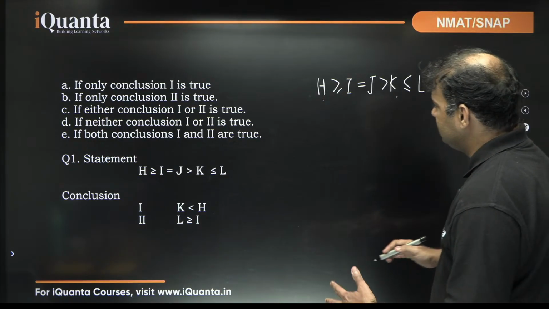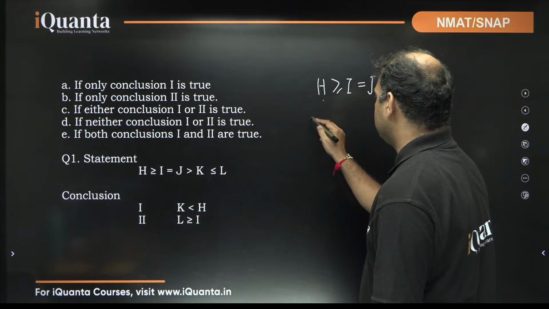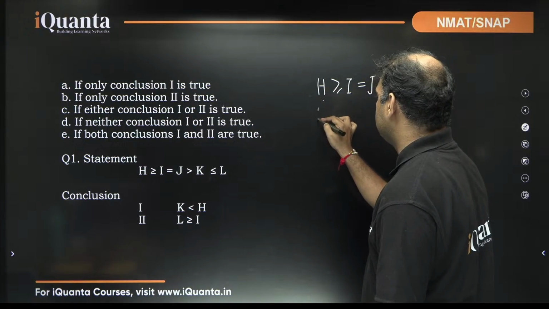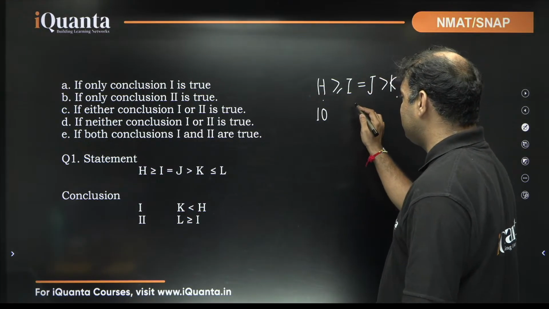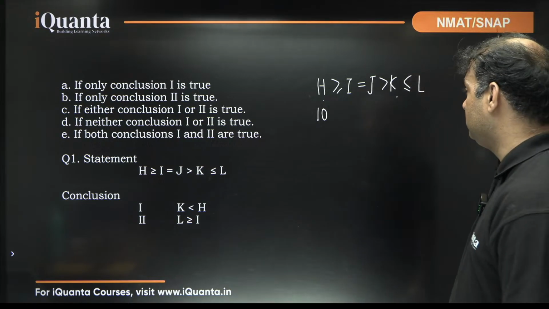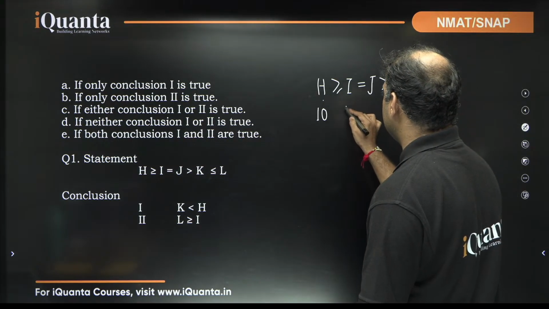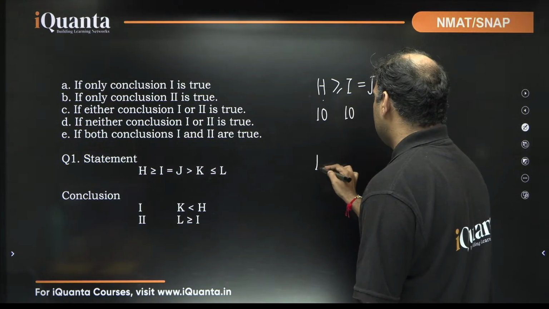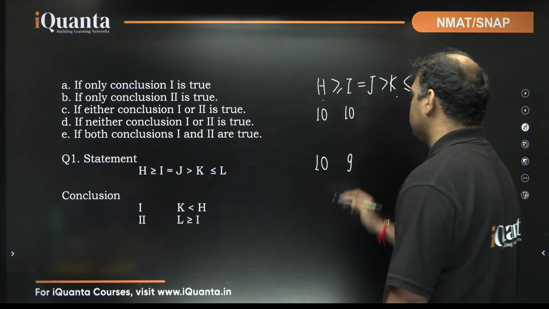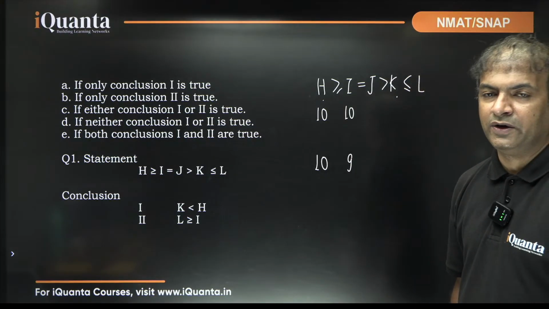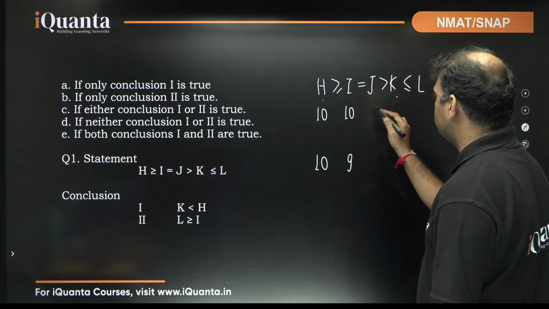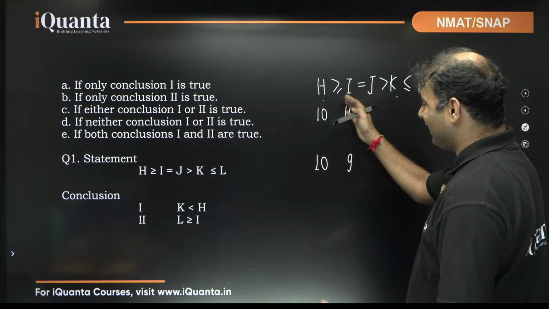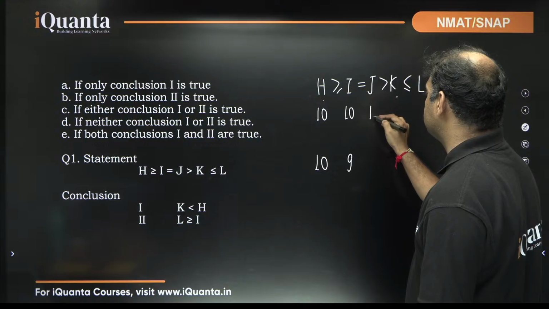Okay, I think that is easy, guys. Let's say for a while that H is 10, okay? And what about I? I should be less than or equal to H, right? Let's say I is either 10, or let's say for a while that I is equal to 9, right? Because H can be either equal to I or can be greater than I, simple. Now guys, I is equal to J, right? So I and J must be equal to each other.